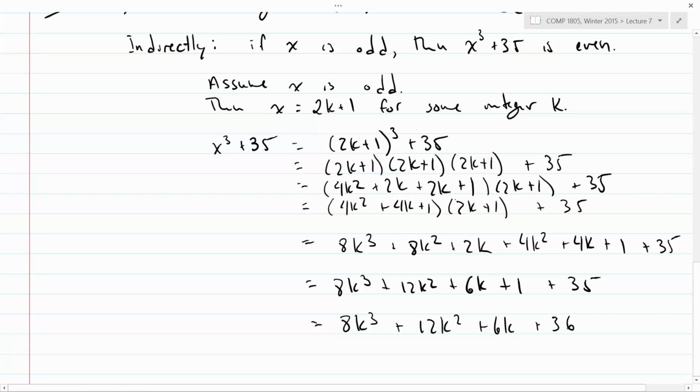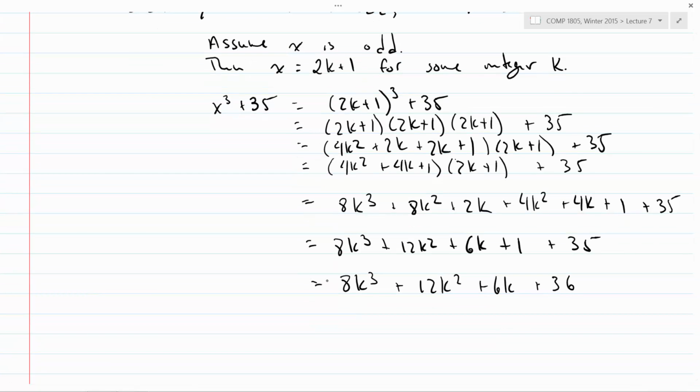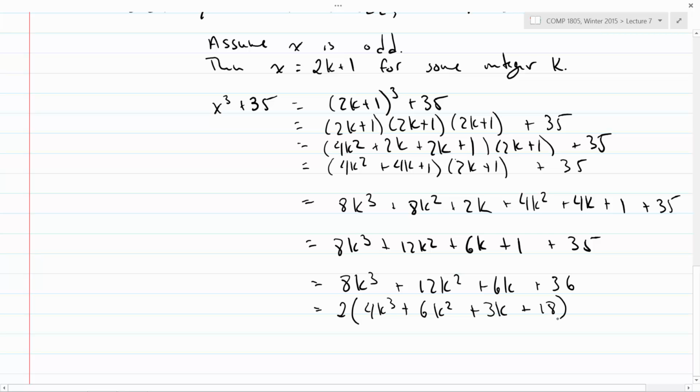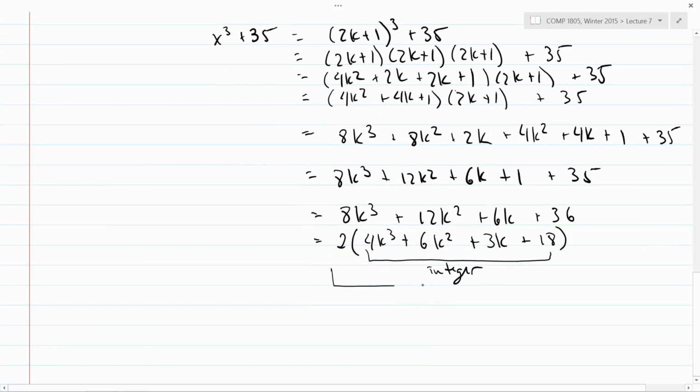And now notice what we're going for. We're going for x cubed plus 35 is even. And it's looking good because 8 is even, 12 is even, 6 is even, and 36 is even. So I should be able to factor a 2 out of all of these things. And in fact, I can. I get a 2 out in front, and then 4k cubed plus 6k squared plus 3k plus 18. And if k is an integer, then this thing is some integer. And so 2 times that integer will be an even integer.